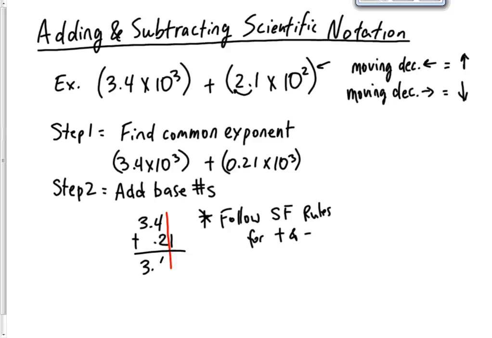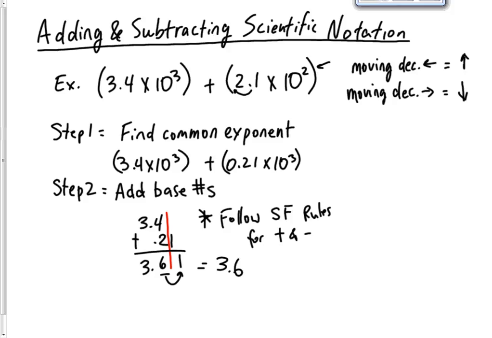So 3.61. There's the number we're rounding, where we're looking to see whether it goes up or stays the same. And because it's a 1, we're going to stay the same. So our base number here is going to be 3.6.